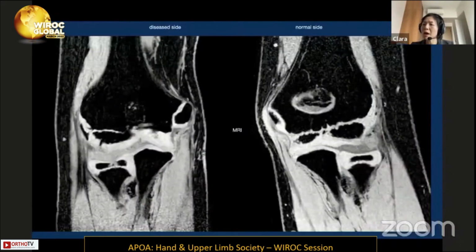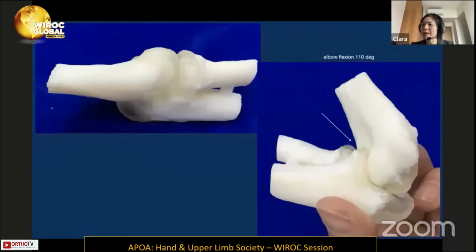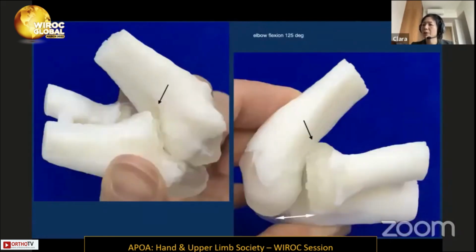At this juncture, MRI of both elbows was very helpful for comparison with the normal elbow anatomy. This is a 3D printed model from the MRI, and it helped to assess the range of motion in a malunited fracture. It revealed that with elbow flexion of 110 degrees, there was impingement of the radial head onto the capitulum. If the elbow was bent further to 125 degrees, impingement of the coronoid process on the coronoid fossa was also found. There was also widening of the posterior aspect of the radiocapitellar joint.